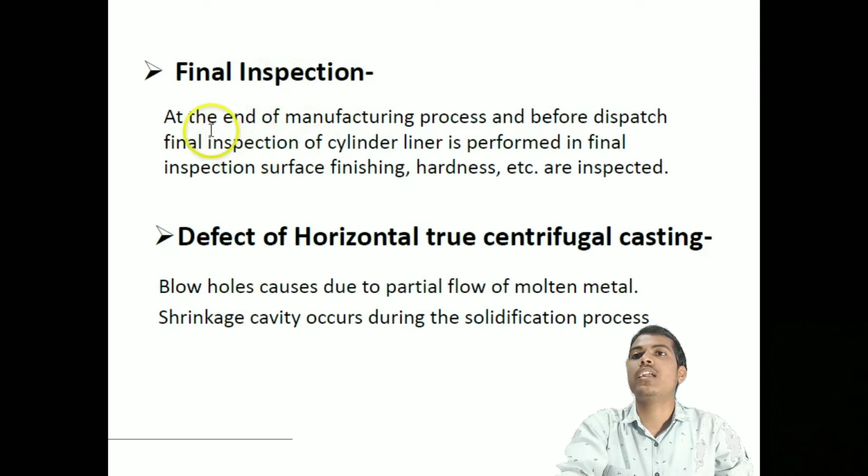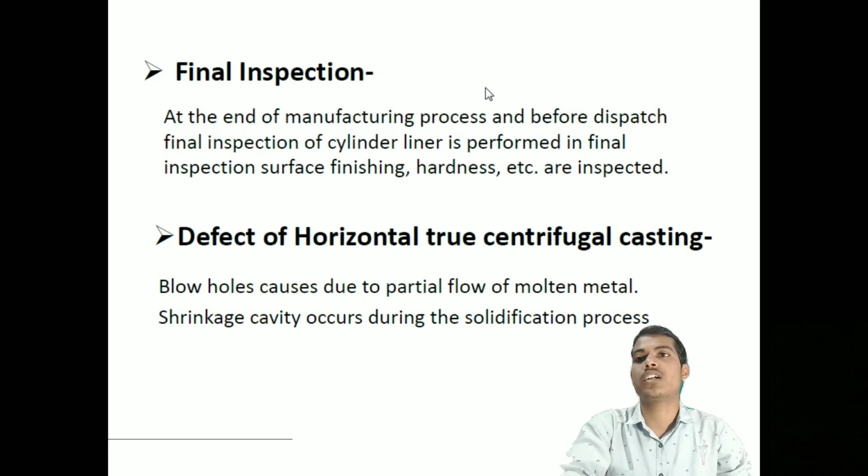At the end of the manufacturing process and before dispatch, the final inspection of the cylinder liner is performed. In final inspection, surface finishing, hardness, etc. are inspected. Then the defects of horizontal centrifugal casting: a blowhole defect can be caused if partial flow of molten metal occurs, and if solidification is not done properly then a shrinkage cavity will occur.